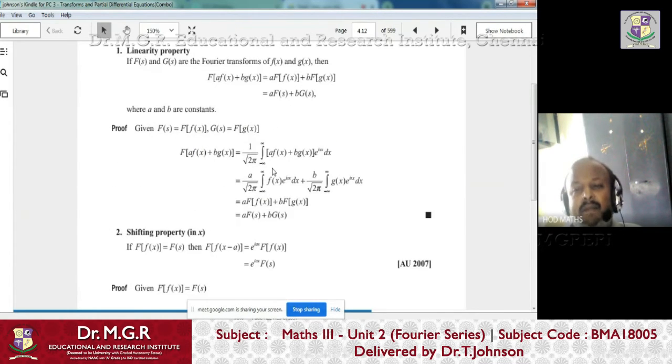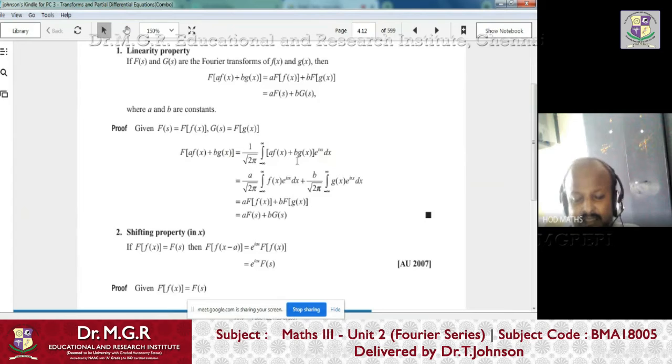Very simple. By definition, what is the Fourier transform? By definition, the Fourier transform is 1 by root 2 pi, integral from minus infinity to plus infinity, wherever f of x is there. I already told you, if f of x and g of x are functions of x, a times f of x plus b times g of x is again a function of x. You put that function, and then you put e power isx dx. In some books, they put minus isx, right? But both are the same, because the Fourier transform is always applied together with the inverse Fourier transform. So when you apply the Fourier transform, and afterwards apply the inverse Fourier transform, the sign will automatically adjust accordingly.